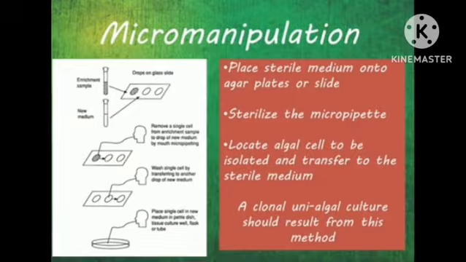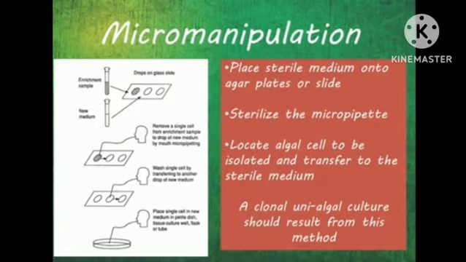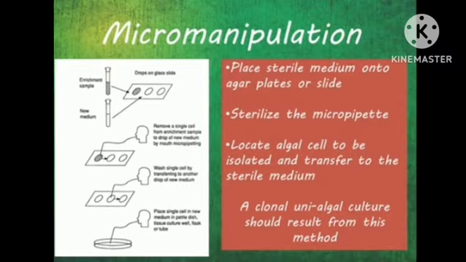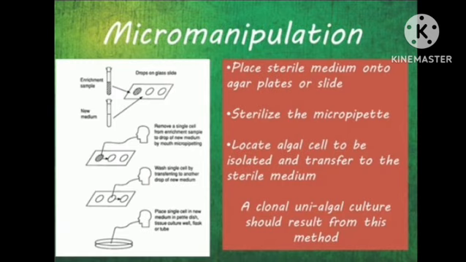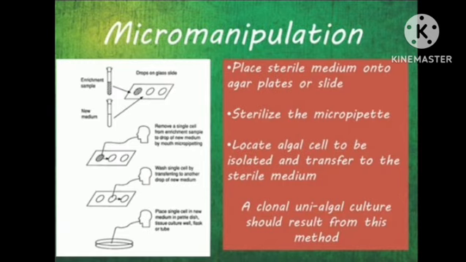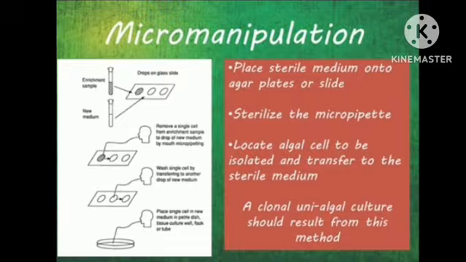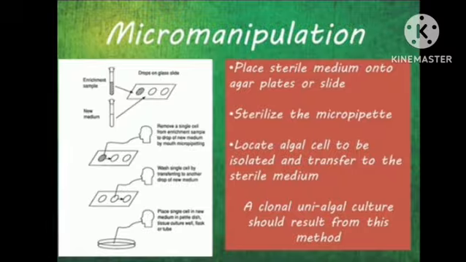So at higher dilutions like 10 power minus 6 to 10 power minus 9, the single algal cells grow and give unialgal axenic cultures. So these are pure cultures, only one species of algae without bacteria or fungi. So the next method is the micromanipulation method, which is used to get pure clonal unialgal cultures.